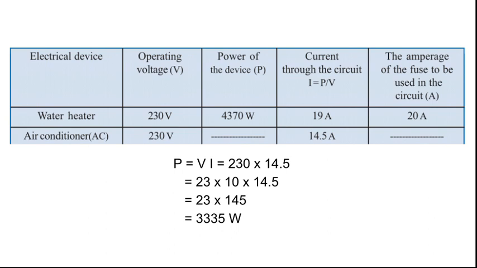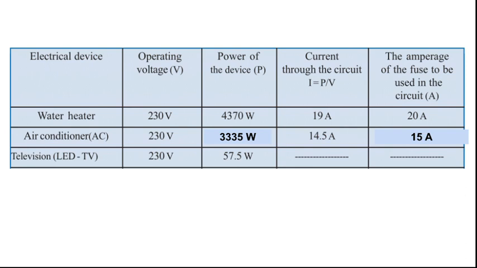Now the current through the circuit is 14.5 ampere. What must be the amperage of fuse used? Amperage must be the next whole number, that is 15 ampere. Now for a television, LED television, operating voltage is 230 V. Power of the device is 57.5 watt. What will be the current through the circuit? Equation is given here. Current is equal to P by V. Here P is 57.5 and V is 230.